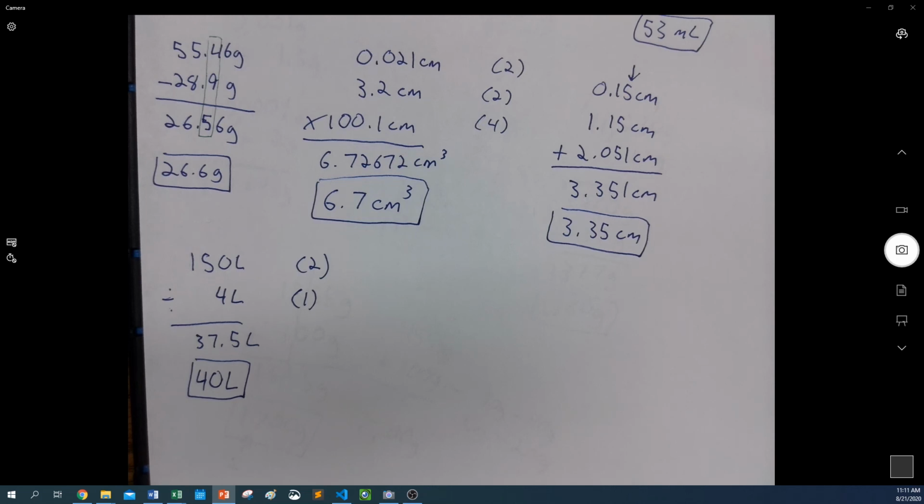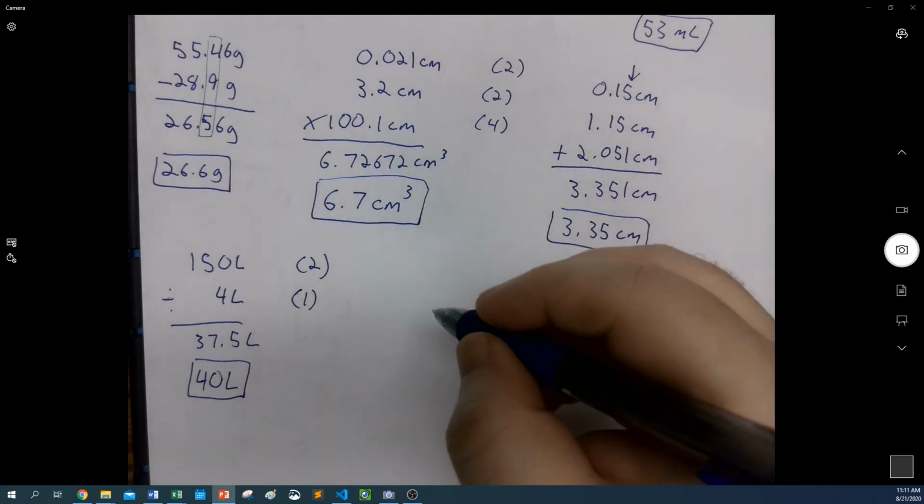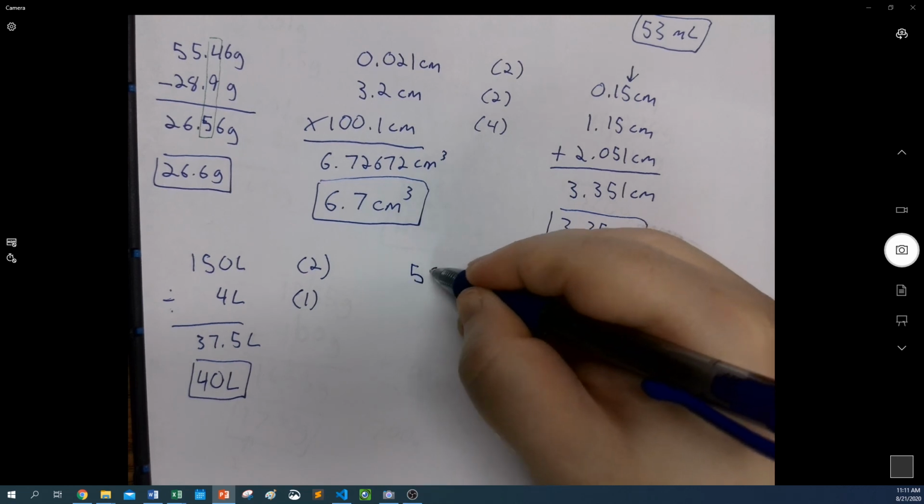Is this making sense? I'll do a few more examples. I only got 3 left.